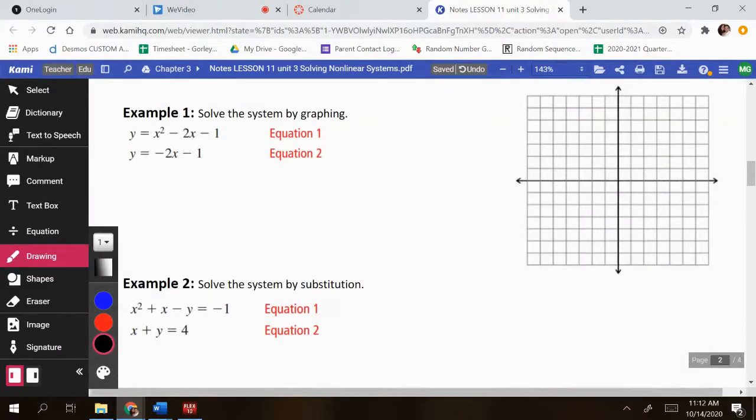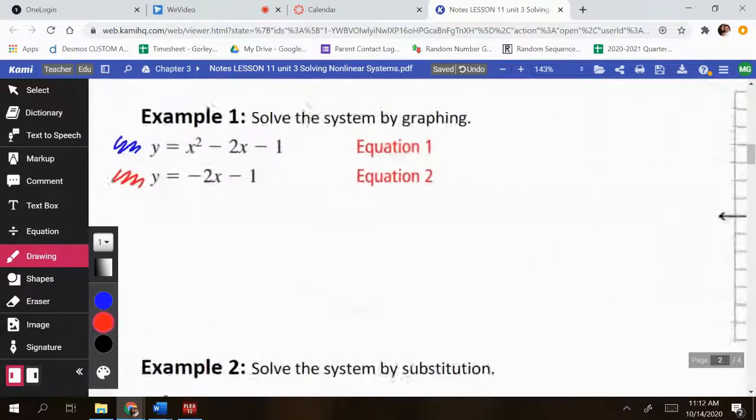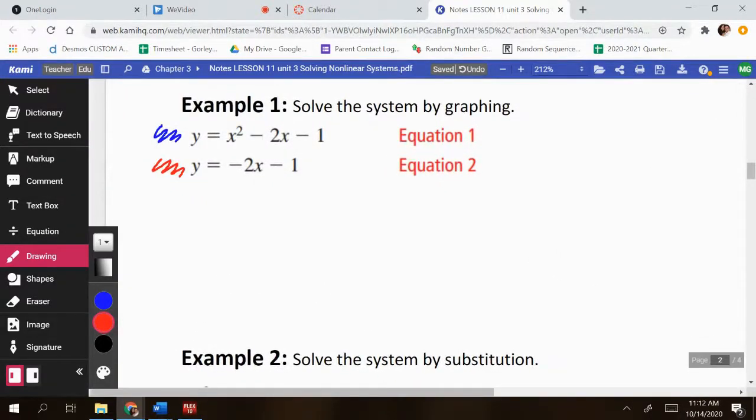Okay, so in this first problem here, it says solve the system by graphing. I'm going to do this in 2 different colors. I'll go ahead and do the top one in blue, and I'll do the bottom one in red. Equation 1, what kind of function is this? This is going to be a quadratic function, right, or a parabola. So I'm expecting a parabola that opens up because there seems like there's been no reflection. Okay, and then the second function here is a line with a negative slope. So I'm going to be expecting some kind of line that goes down.